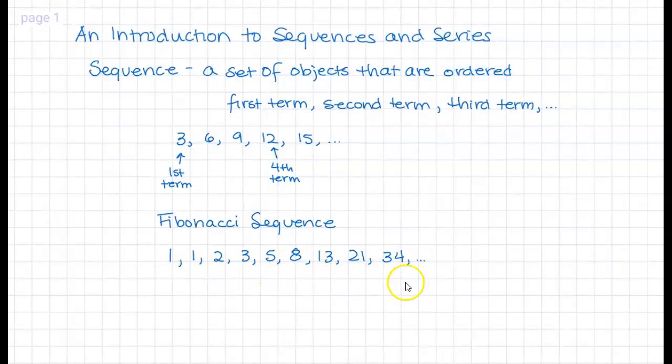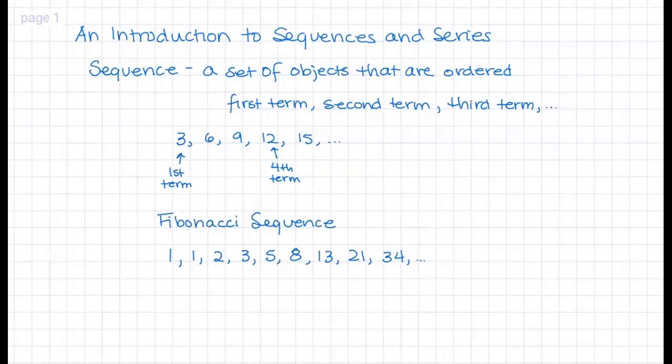So there's a list of numbers, but there's this definite order to the numbers. The first term is 1, the second term is 1, the third term is 2, fourth term, fifth term, sixth term, seventh term, eighth term, ninth term is 34, and so on. So that's all a sequence is. It's just a list of numbers, and they have an order to them.